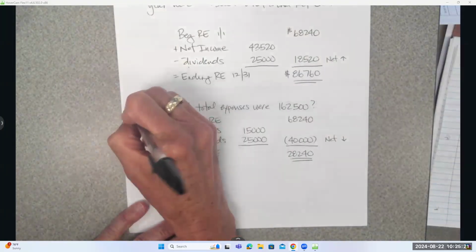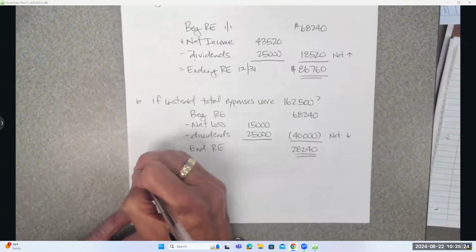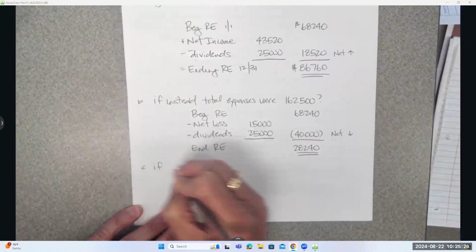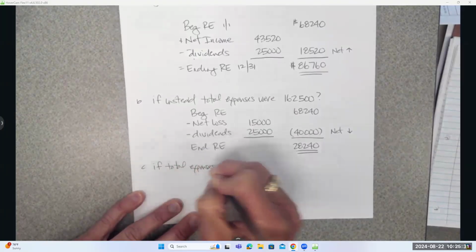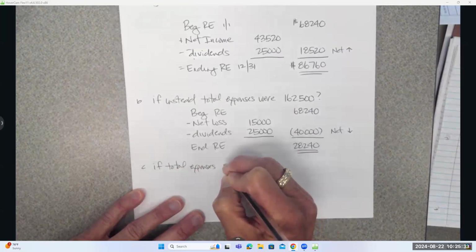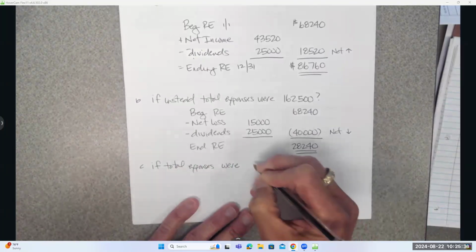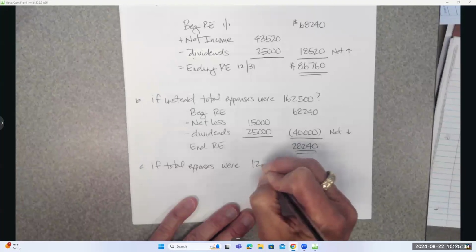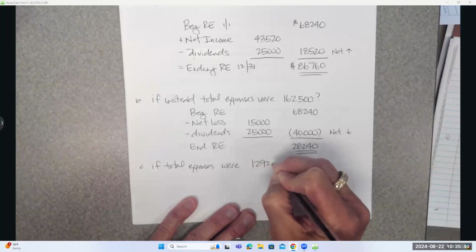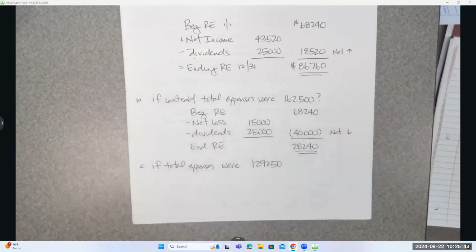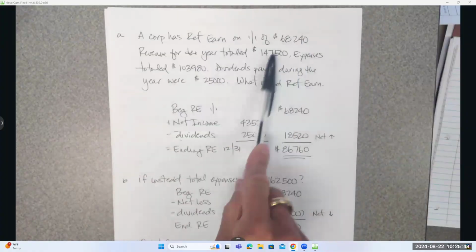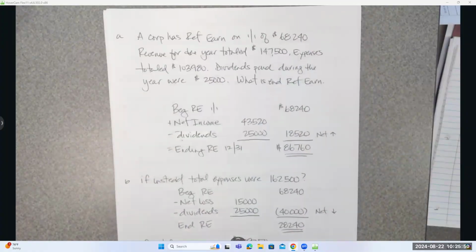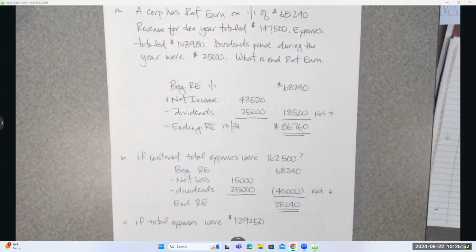Okay, one more what if, then we're done. So this is one, this is what if B, this is C. If total expenses were 129,250. Again, everything the same, beginning revenue and end dividends are the same, just the expenses change.